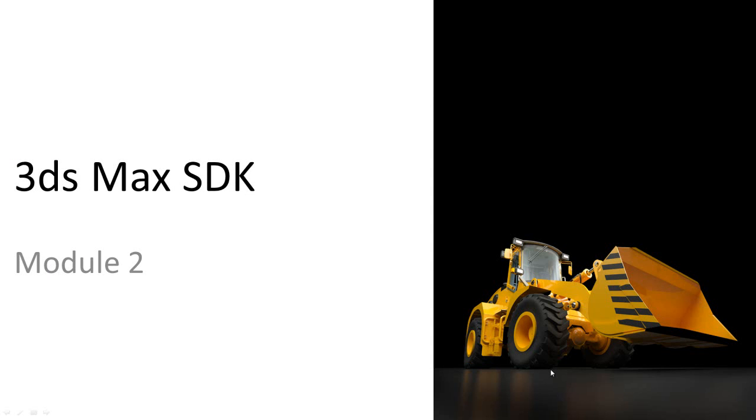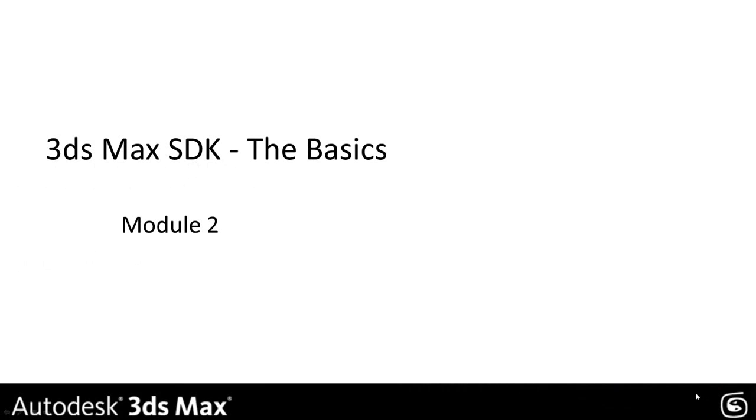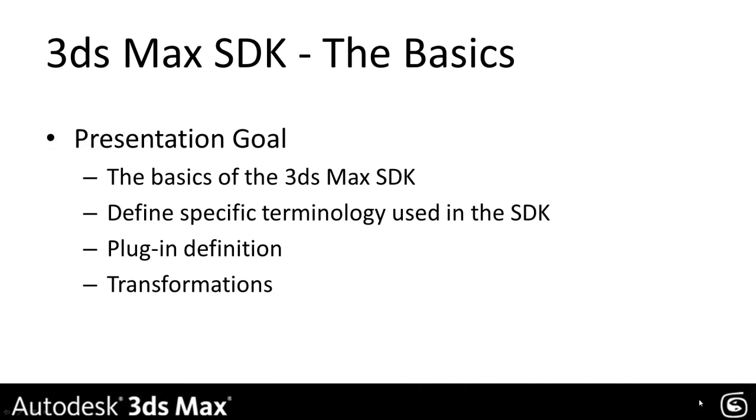Alright, so let's get started with Module 2. This section is going to talk about the basics of the SDK. The goal here is to cover the DLL structure, which is really the basics of how you get a binary to load into 3ds Max. We're going to also define some terminology that's used throughout the SDK, some basic things. And then we'll talk about what a plugin really means. What does that terminology mean? And then we'll go into how 3ds Max handles transformations of geometry.